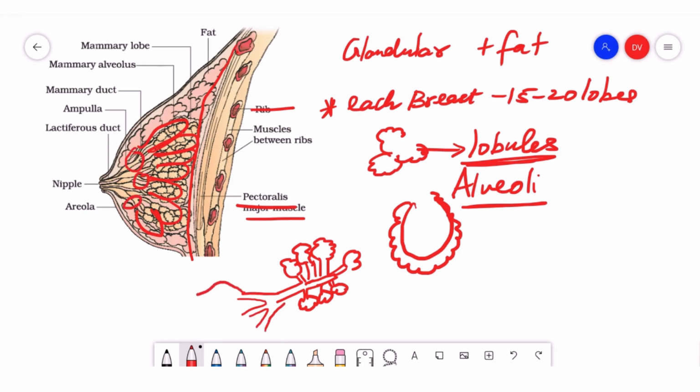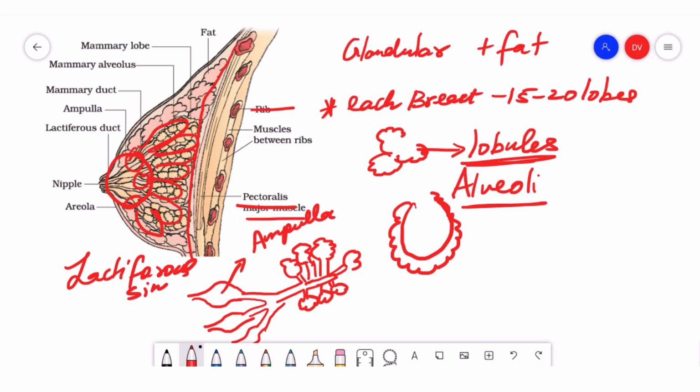These ducts bulge at some point like this. I am just giving you the magnified version of this part. This widened part is known as ampulla, which is also known as lactiferous sinus, where the milk is stored. And then again it narrows down, which is the lactiferous duct. So this portion is also lactiferous duct. One point alone is bulge, that is known as ampulla. The other name is lactiferous sinus, where the milk is stored. Again the lactiferous sinus narrows down to form the lactiferous duct.